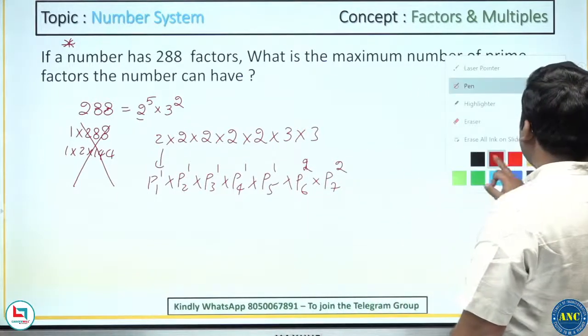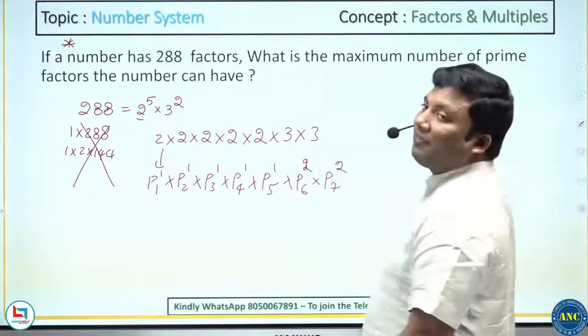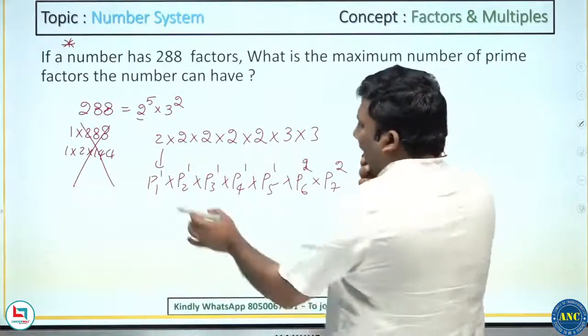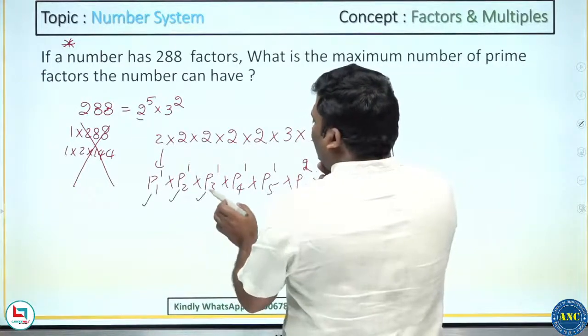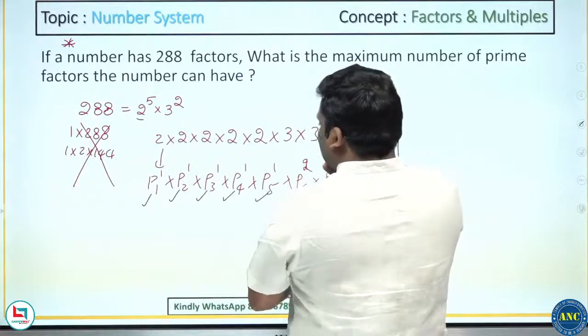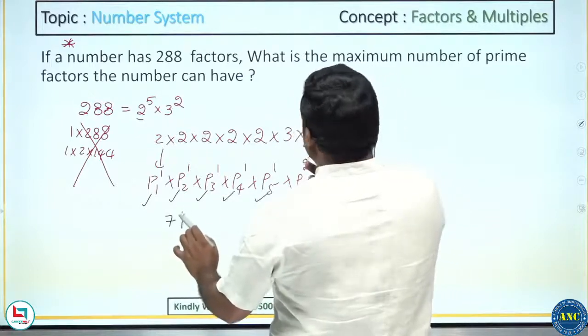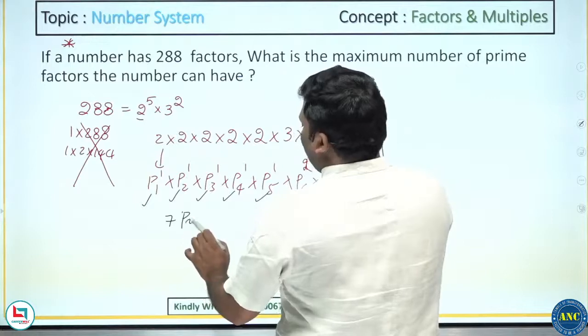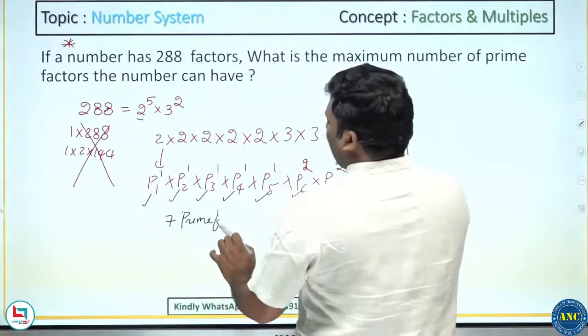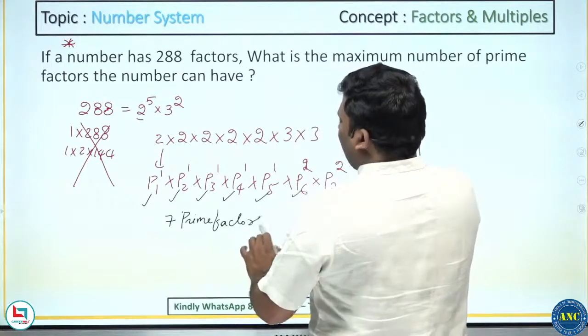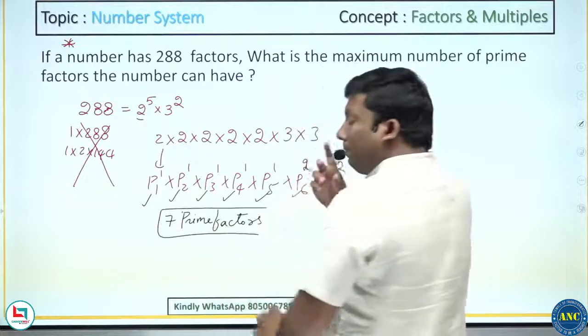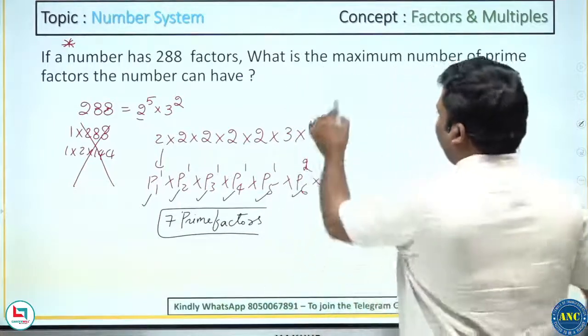What is the maximum number of prime factors the number can have? How many? 1, 2, 3, 4, 5, 6, 7. So 7 prime factors the number can have. Now what is important is not this question.